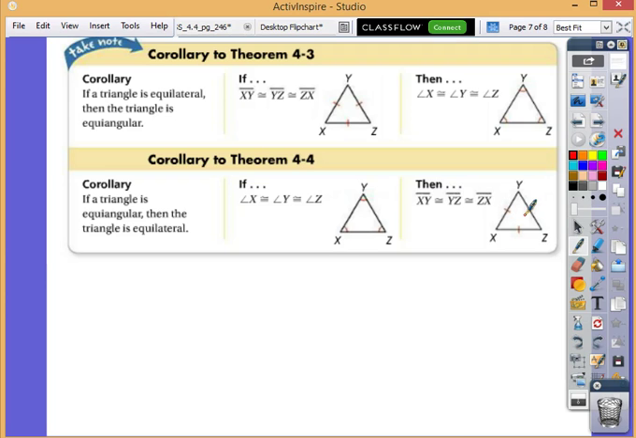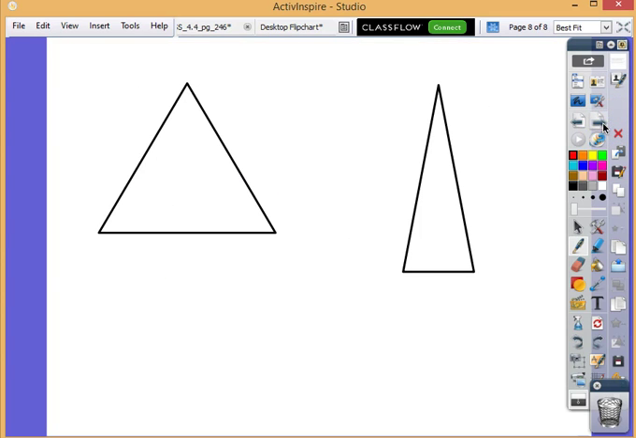Yes, sir? What would you write this on the quiz as? I would just say if a triangle is equilateral, then it is equiangular, and if a triangle is equiangular, then it is equilateral. So what does that mean?